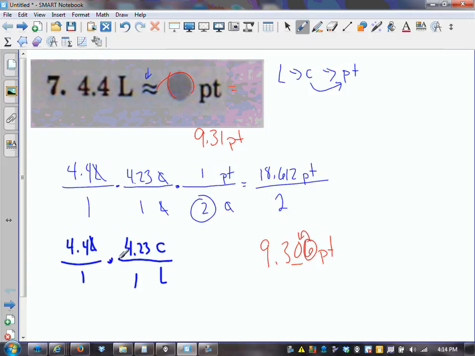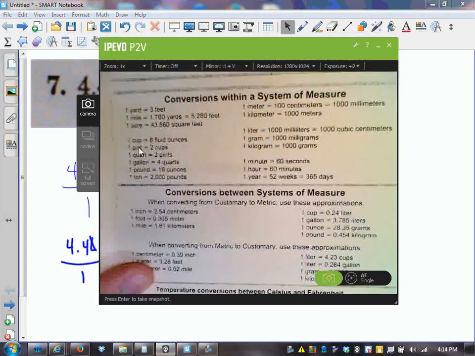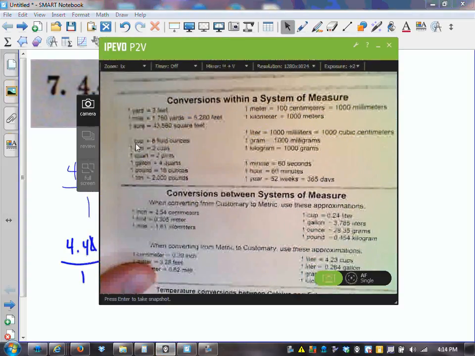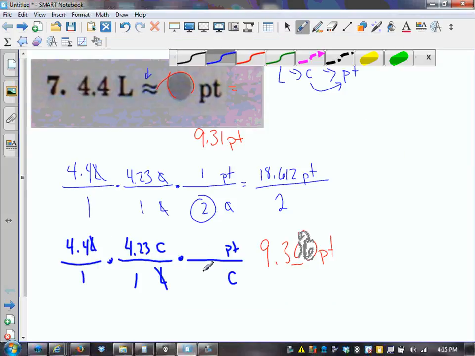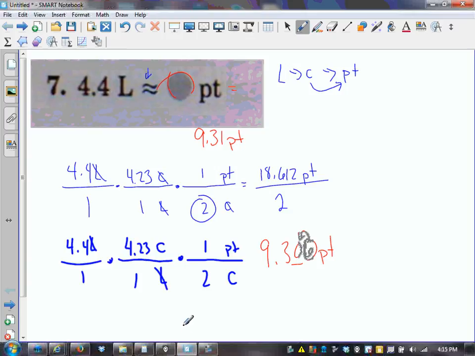So now we can cancel our liters. We're going to change our cups to pints. So we're going to multiply by another fraction where cups were on top. Now cups are going to go to the bottom. And then cups will change to pints. Our reference sheet, we look. It says 2 cups, 1 pint. So 2 cups, 1 pint. And as you see, that's what I've done here. And our cups cancel, and now we can multiply it.